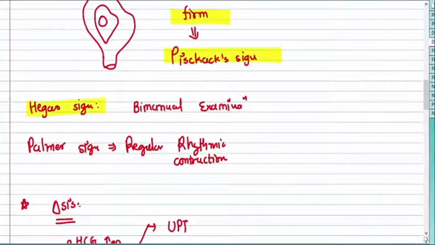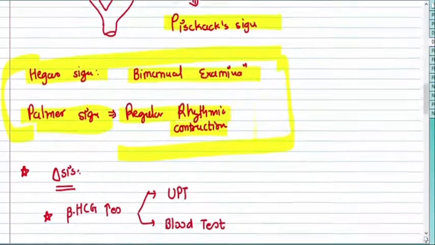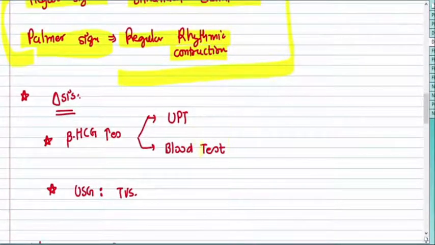Another very important sign is Hegar's sign, which can be elicited from bimanual examination. Palmer's sign shows regular rhythmic contraction of the uterus, but Hegar's sign and Palmer's sign are nowadays not done, unless very necessary.